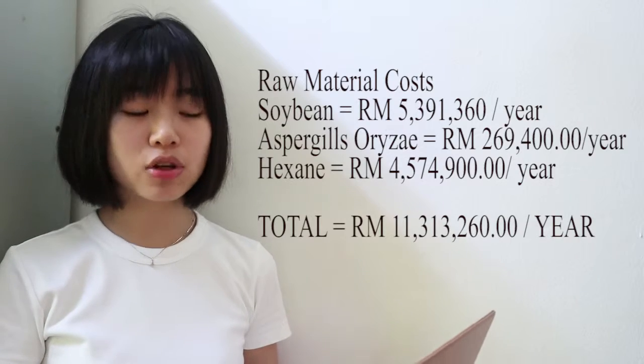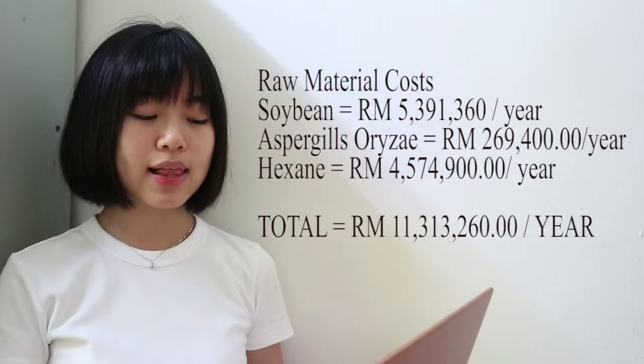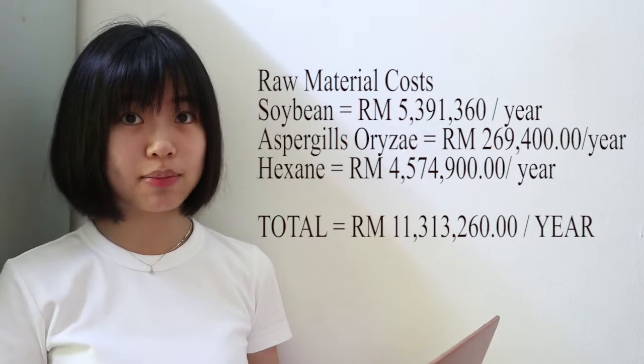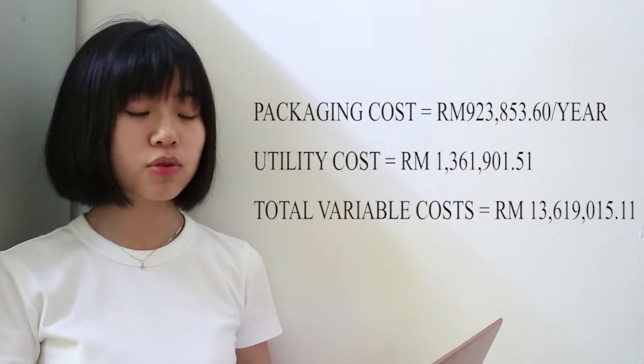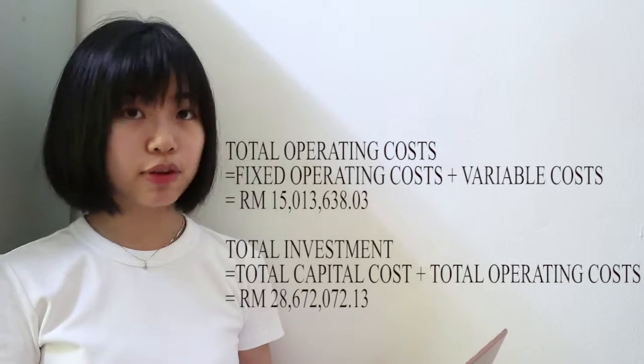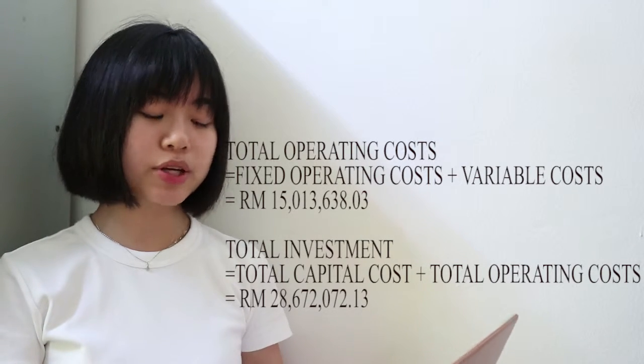And then for the variable cost, our raw material cost will be soybean, Aspergillus oryzae, and hexane, and the total will be 11.131 million per year. And then our packaging cost and utility cost will be added, and our total variable cost will be 13.6 million. So our total operating cost, which combines the fixed operating cost and the variable cost, is 15 million.